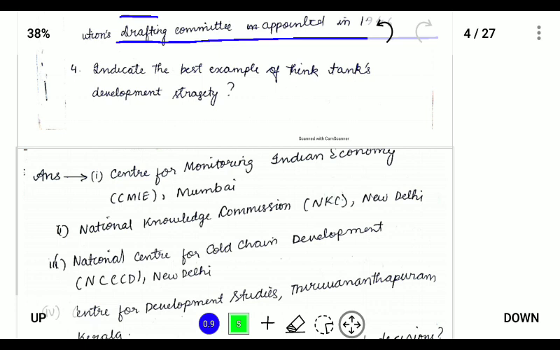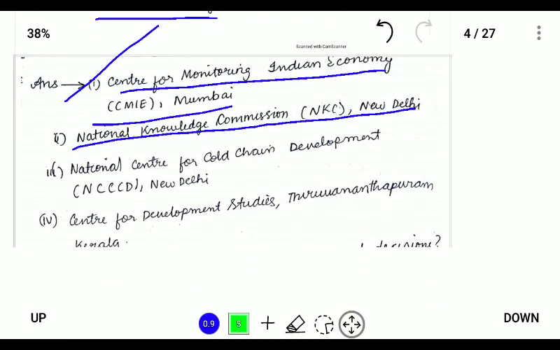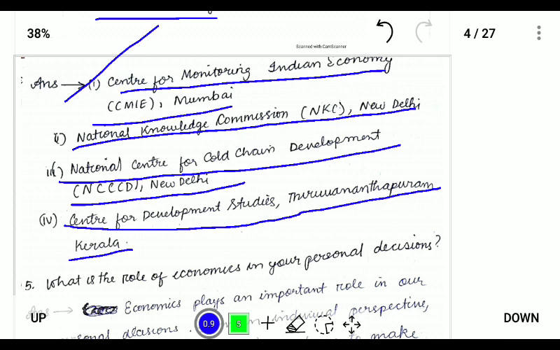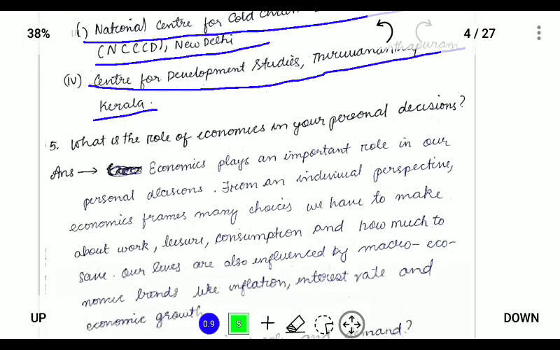Next, question number 4. Indicate the best example of think tank development strategy. So as for 2 marks, you need to write only 4 points. That is for think tank organizations with respect to India. So we can write that Center for Monitoring Indian Economy, Mumbai; National Knowledge Commission, New Delhi; National Center for Cold Chain Development, New Delhi; and Center for Development Studies, Thiruvananthapuram, Kerala. So for 2 marks, you can write these institutes that are considered think tanks.